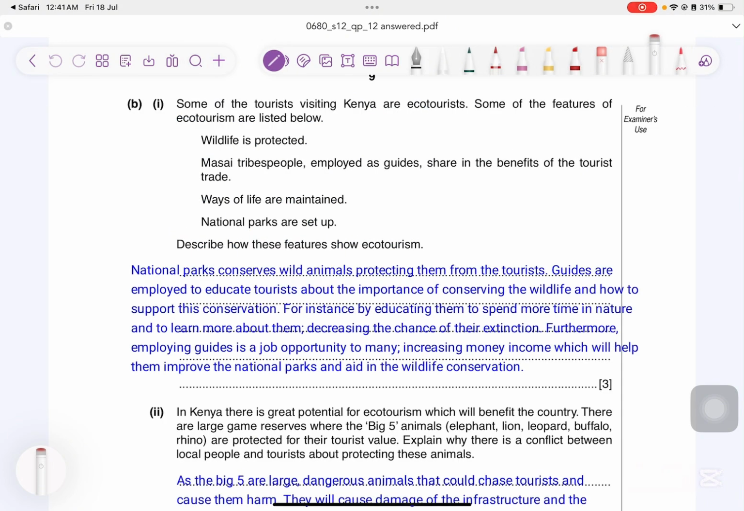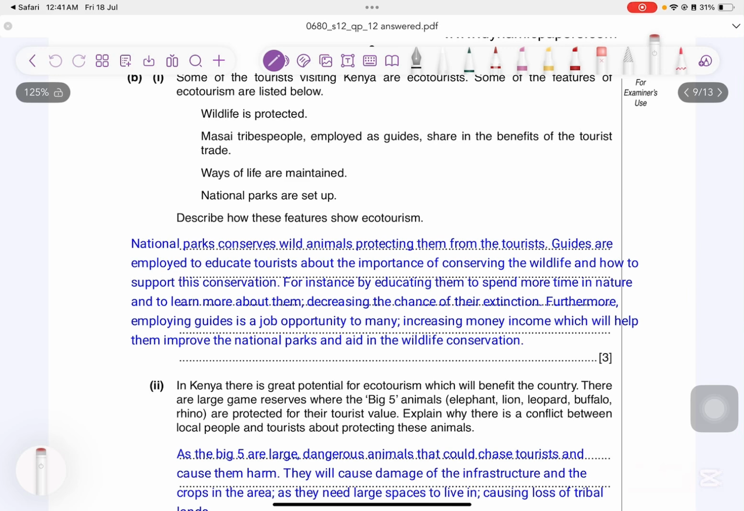Some of the tourists visiting Kenya are ecotourists. Some of the features of ecotourism are listed below. Ecotourism is tourism that does not harm the ecosystem or the environment in a negative way. So they enjoy the country and enjoy the nature without damaging it. Wildlife is protected. Maasai tribespeople are employed as guides. They share in the benefits of the tourist trade. Ways of life are maintained and national parks are set up.